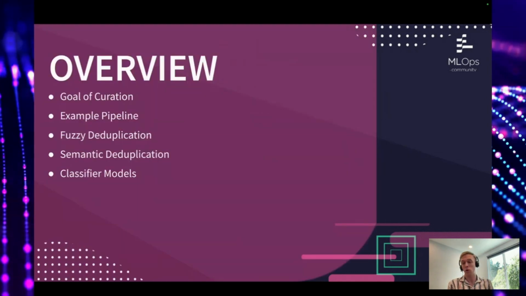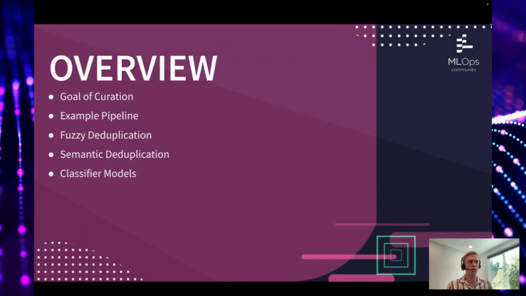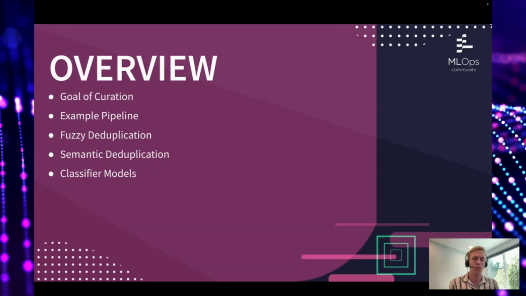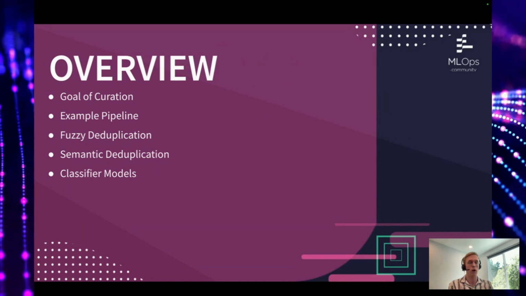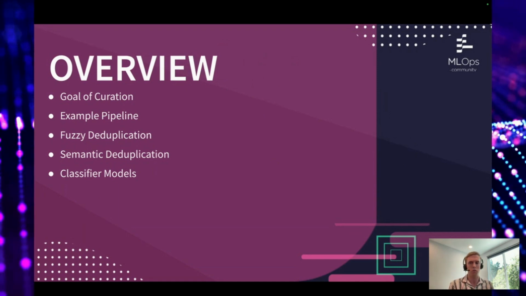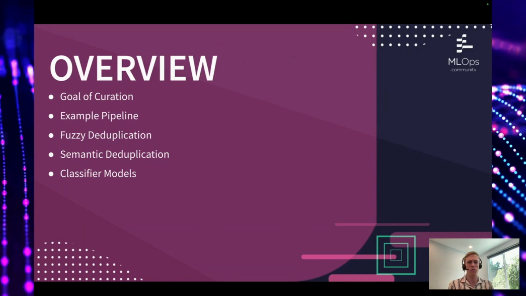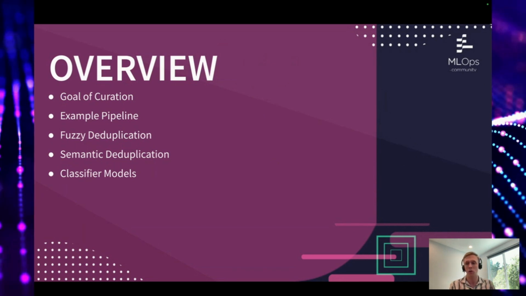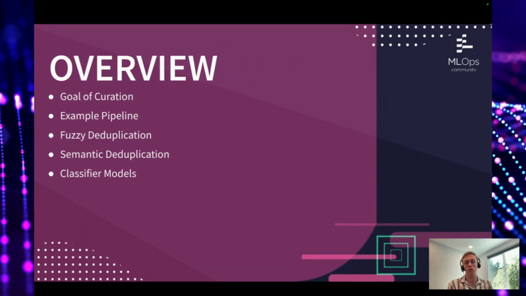So let me give a brief overview of what I want to cover. First, I want to give some motivation for data curation as a whole to explain why we're doing all this in the first place. Next, I'll walk through an example of what a typical data curation pipeline looks like for LLMs and discuss where in the pipeline we start seeing bottlenecks. And then we can talk about some of the individual steps that we've looked at and GPU accelerated, starting with fuzzy deduplication, then moving on to semantic deduplication, and then ending on some classifier models.